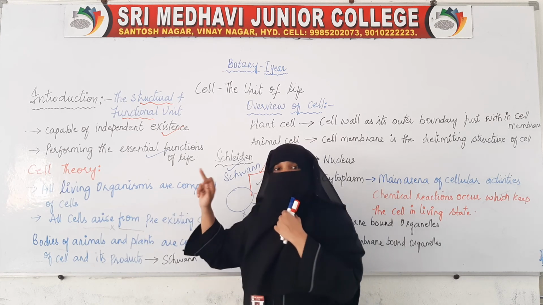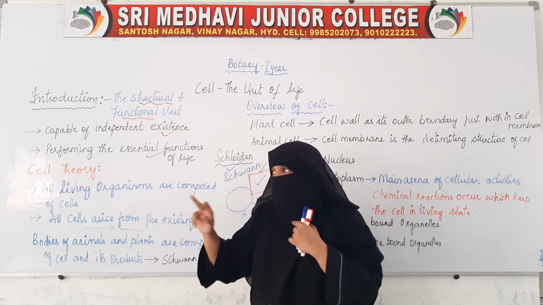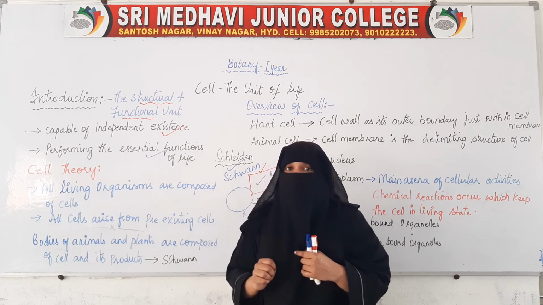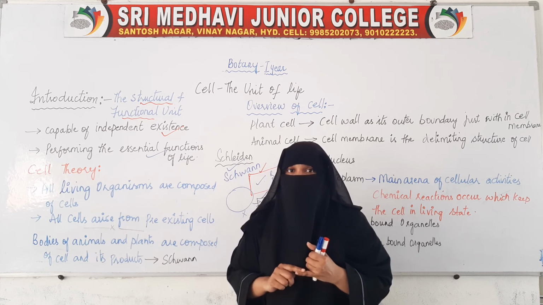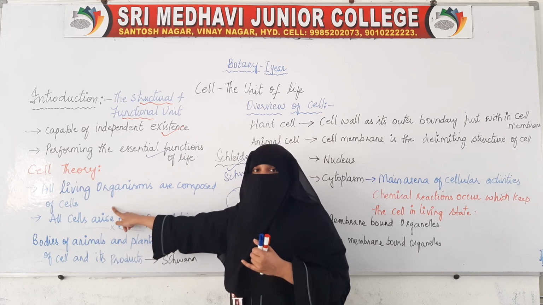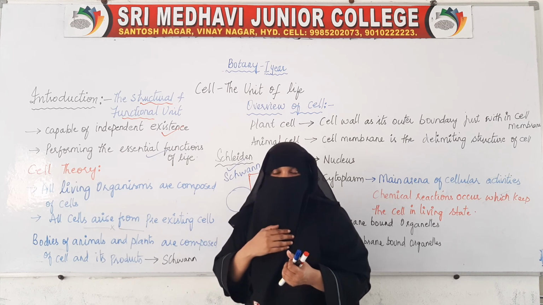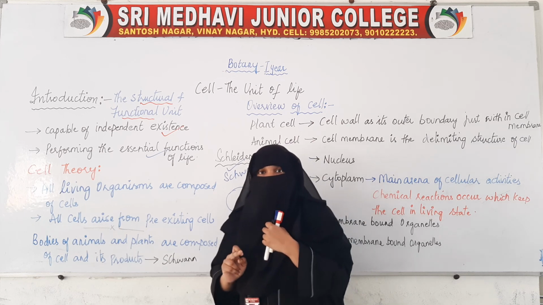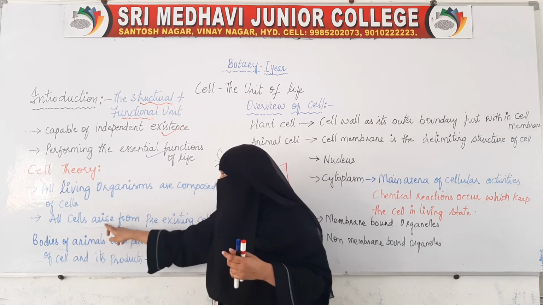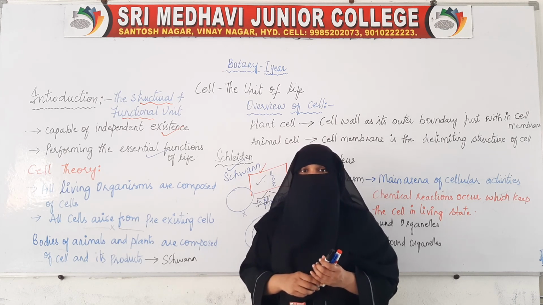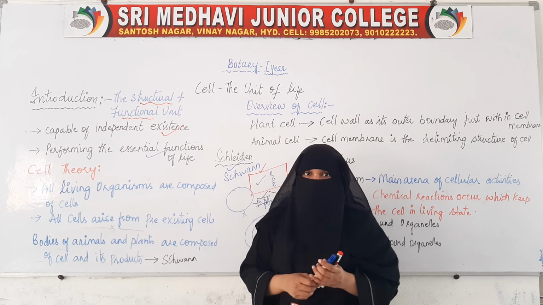After Rudolf Virchow discovered cell division, the cell theory was modified. So what is the modified version of the cell theory? It states that all living organisms are composed of cells. This is the point taken from the previous version. A new point has been added: all cells arise from pre-existing cells.